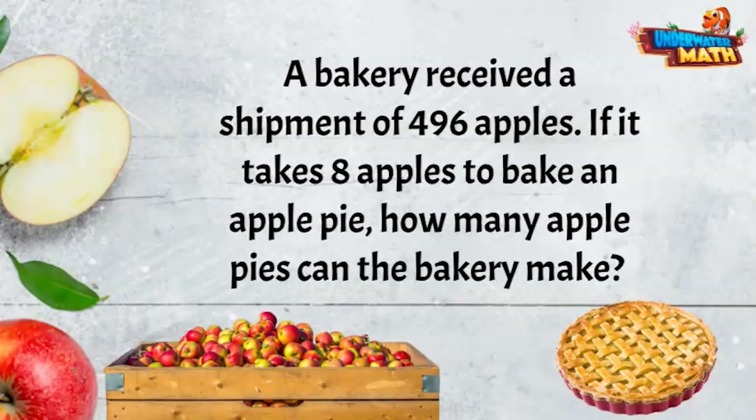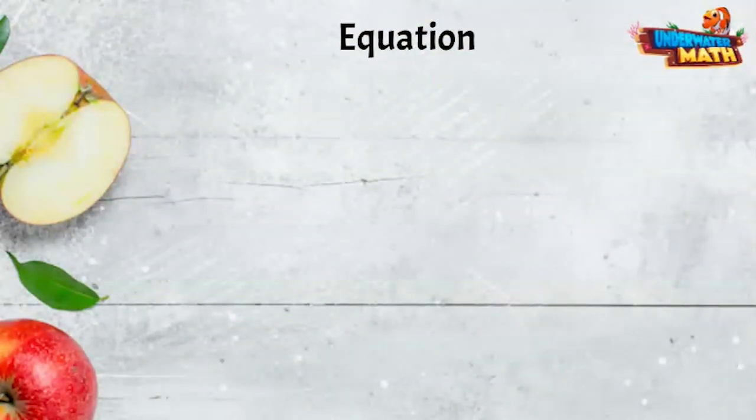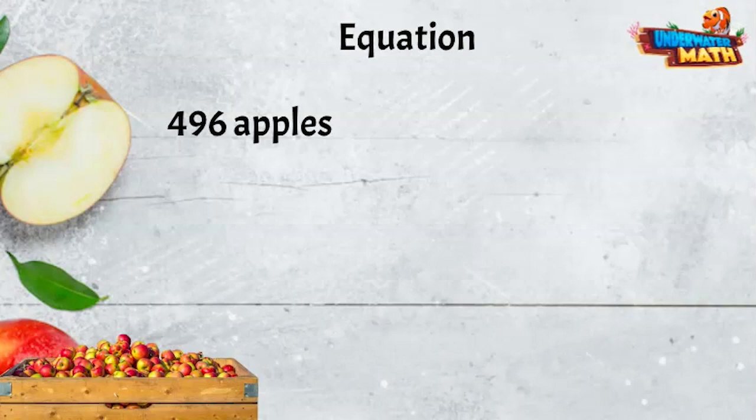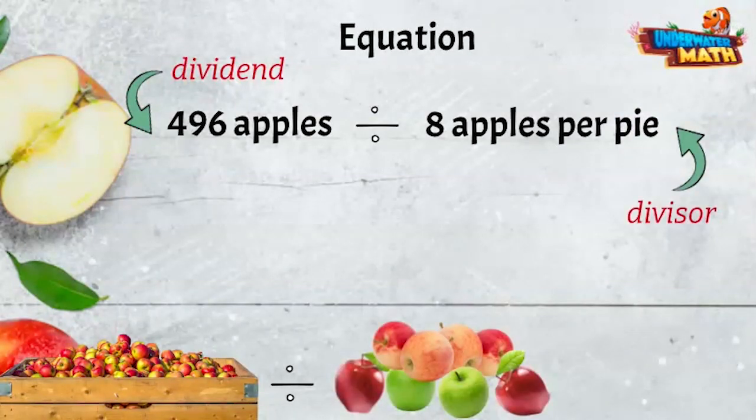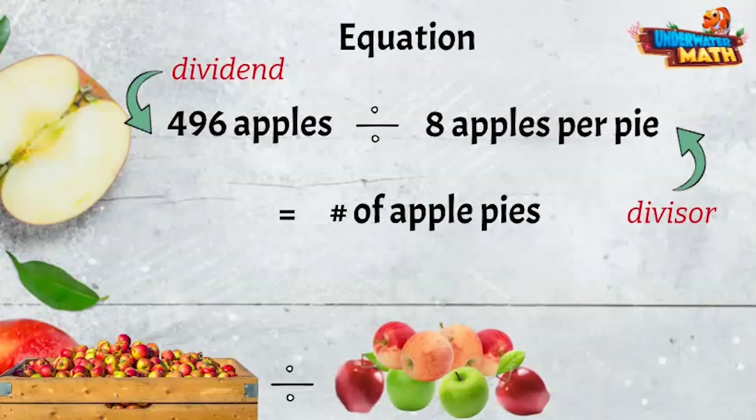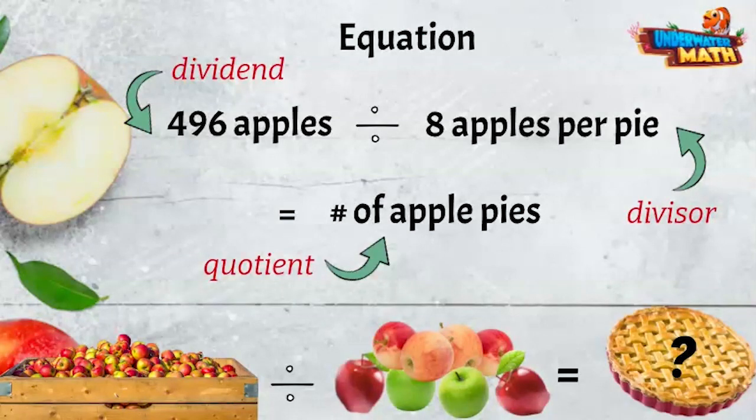Let's write our equation first. We have a total of 496 apples. This is our dividend. We need to divide them into groups of 8 apples per pie. This is our divisor. We are looking to find the number of pies we can make, which is our quotient.